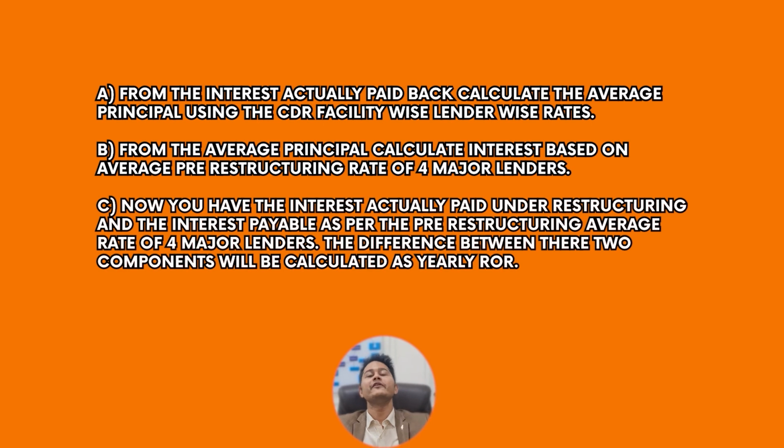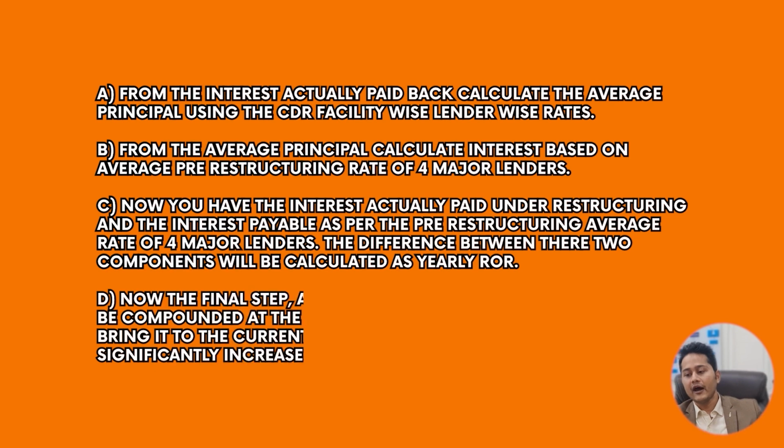Now the difference between these two is nothing but the right of recompense. It is the ROR amount which you will get on a yearly basis. Your Excel sheet will throw that out as an output when you do a difference between these two heads. You will get a yearly ROR for each bank, for each facility.